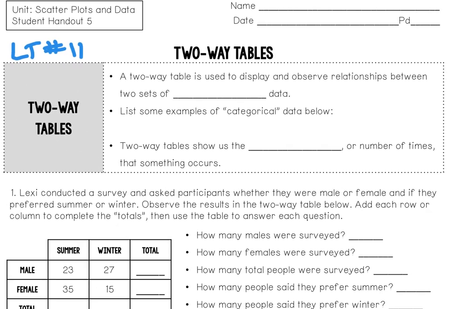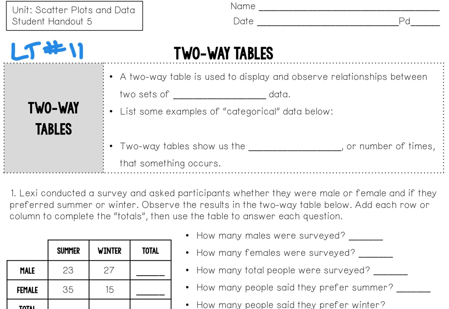A two-way table is used to display and observe relationships between two sets of categorical data. Okay. List some examples of categorical data. So some examples of that would be like food. We have like animals, restaurants, and colors, to name a few.